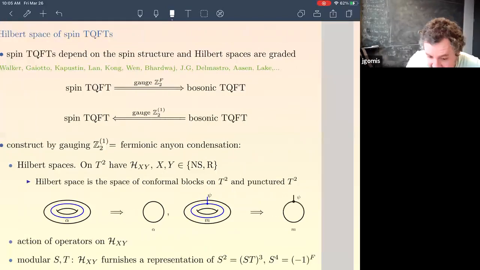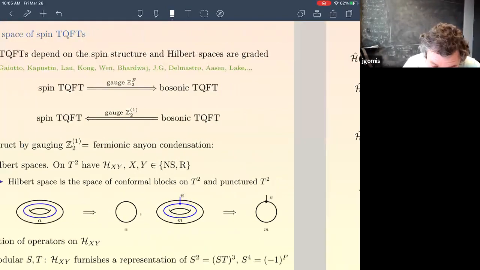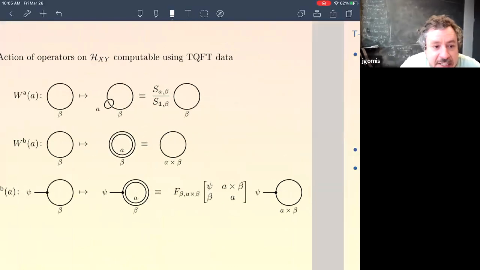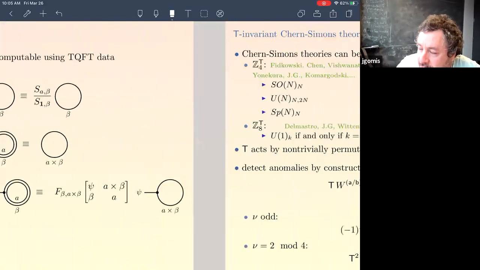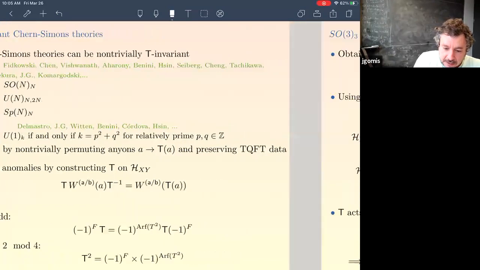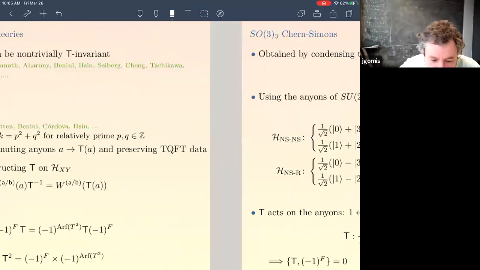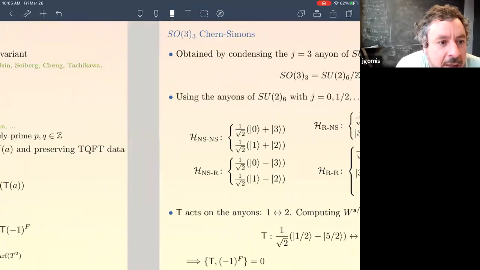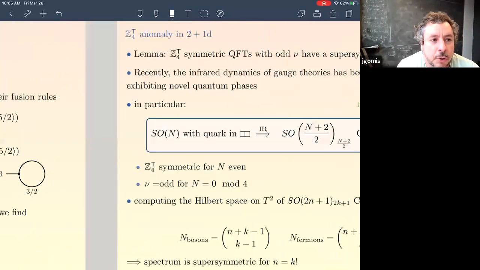Let me just conclude with a neat example of precisely this supersymmetry. Here I was talking about the example of time reversal symmetry, but it turns out, perhaps surprisingly, that you can write down time reversal symmetric Chern-Simons theories in 2+1 dimensions. And those theories can have a time reversal anomaly that we studied by essentially studying the Hilbert space of the theory. So let me just conclude with a lemma that will show you the power of this.